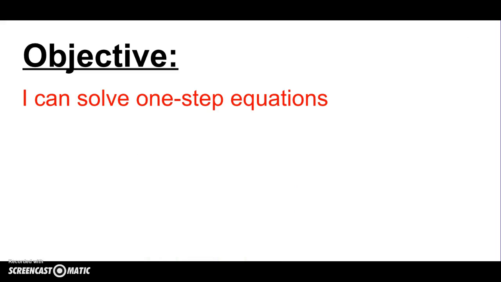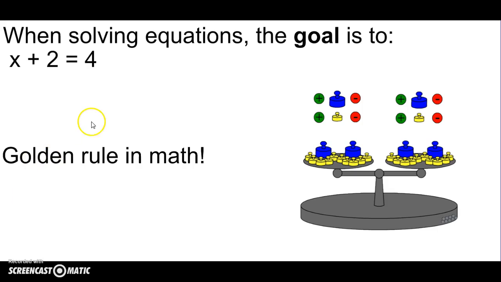By the end of the video, we hope that you'll be able to solve one-step equations by using the addition property of equality and the subtraction property of equality. When you're solving one-step equations, like the equation you see here, your goal is always going to be to isolate the variable.